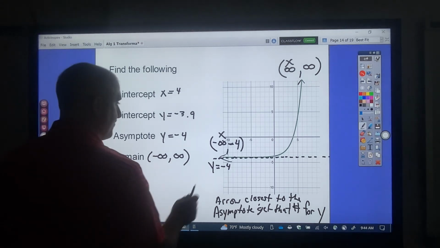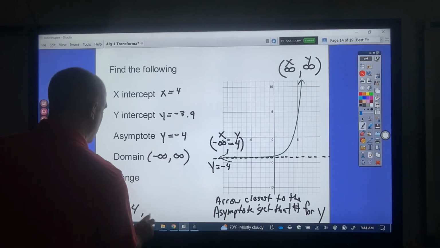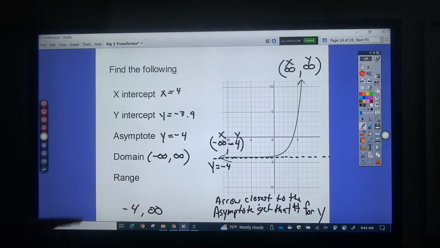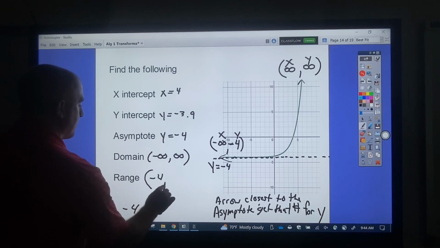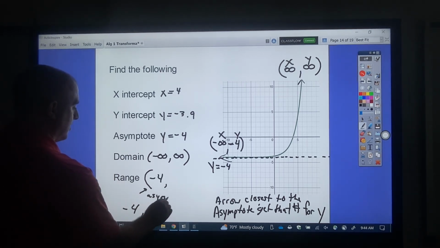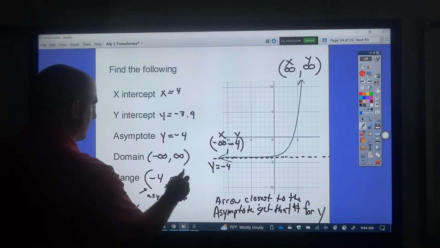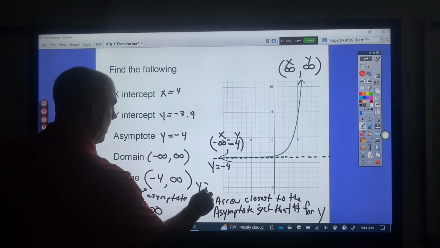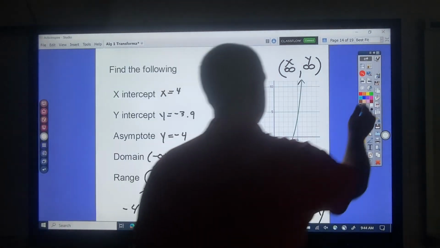My range. My y, I only have two y's, negative 4 and infinity. Which one is smaller? That's negative 4. Now, since it comes from the asymptote, I put a curved bracket, okay? So this is because it's from an asymptote. I got that number. I didn't get it from a dot. I got it from an asymptote. My biggest would be infinity. What does this mean? This is y is greater than negative 4 because the graph goes above the asymptote.